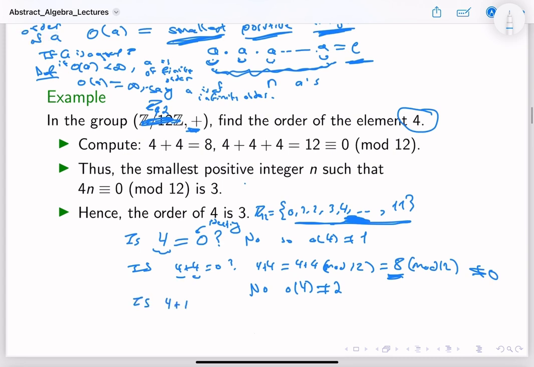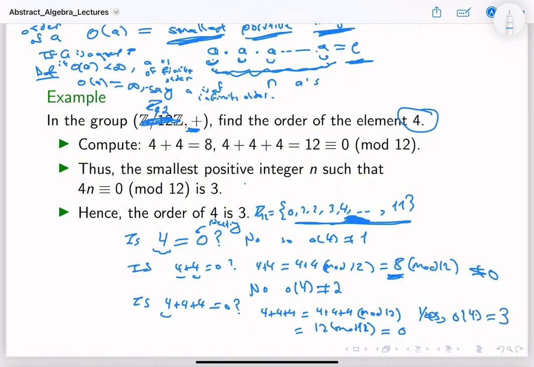Is 4 plus 4 plus 4, taking three 4s, equal to 0? Well, let's see. 4 plus 4 plus 4 modulo 12 is equal to 12 modulo 12. Take that 12 away, because we're taking modulo 12. This is 0, and thus yes, the order of 4 is 3, because we took 3 of these. Look at this for a cleaner solution.